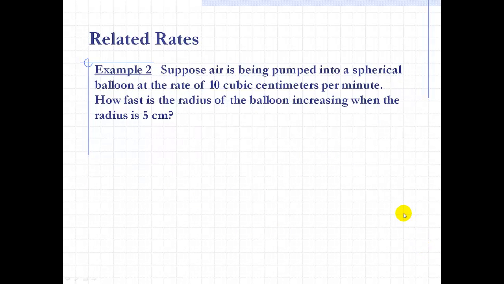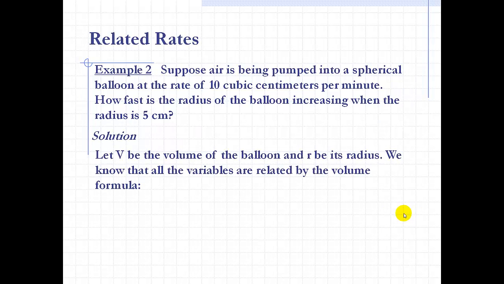Let's look at a situation where air is being pumped into a spherical balloon at a rate of 10 cubic centimeters per minute. We want to know how fast the radius of the balloon is increasing as that air is going in, at the instant the radius is 5 centimeters. So let's tie it all together.